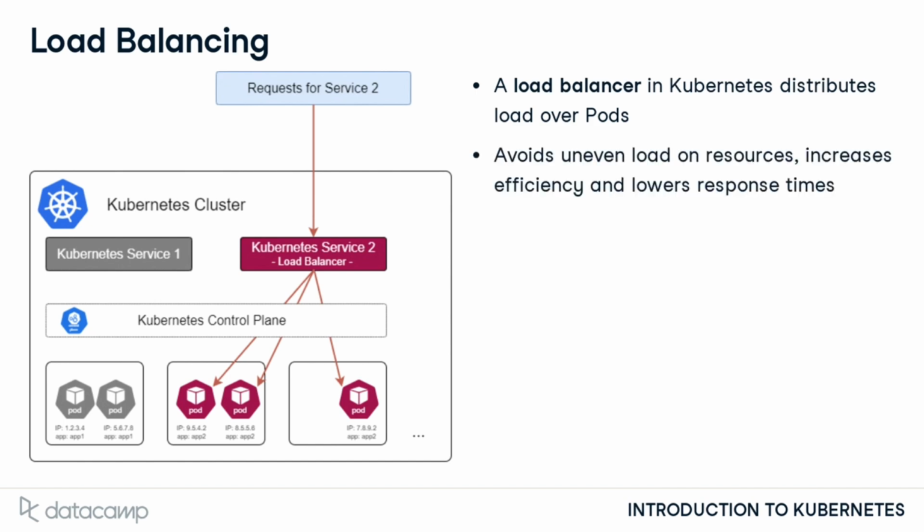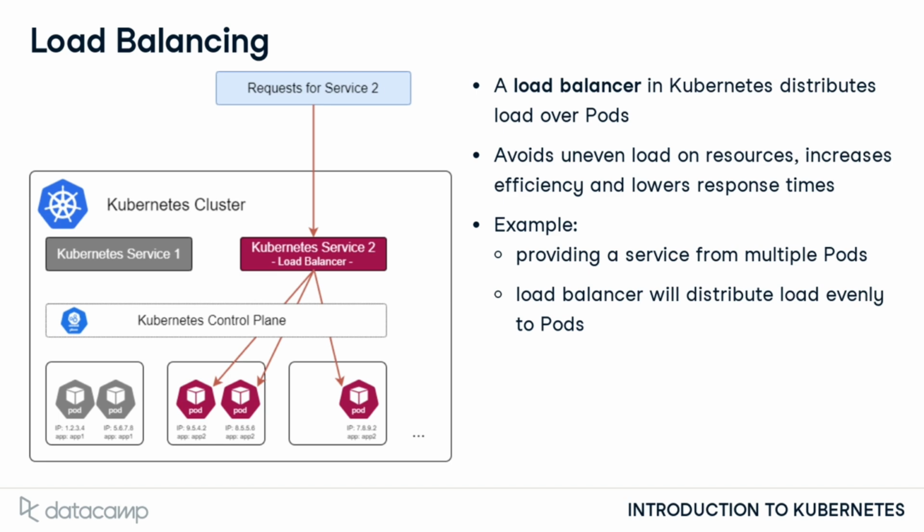A load balancer simply distributes network requests evenly over pods. This avoids uneven load, which leads to more efficiency and lower response times. In the example on the left, the Kubernetes Service 2 is a load balancer and has 3 pods attached. Requests for the service will be spread out to the 3 pods.